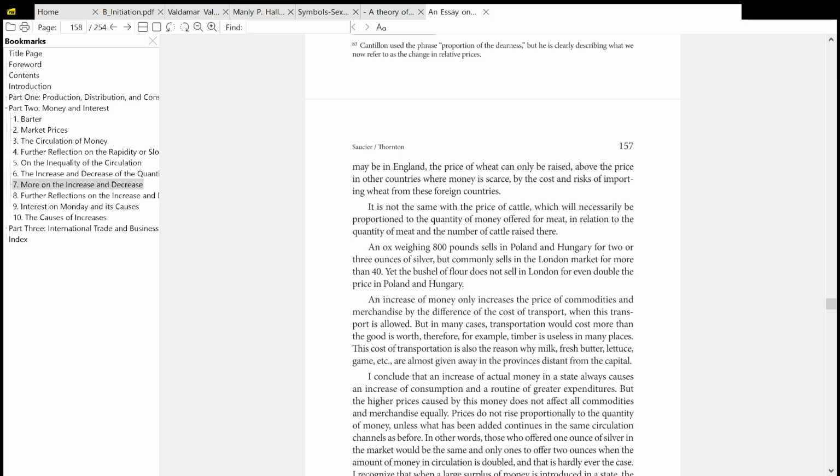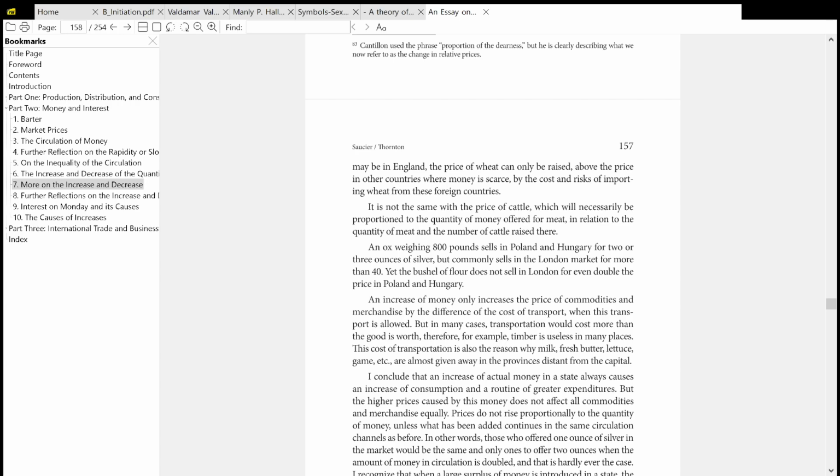An ox weighing 800 pounds sells in Poland or Hungary for 2 or 3 ounces of silver, but commonly sells in London for more than 40. Yet the bushel of flour does not sell in London for even double the price in Poland and Hungary. An increase of money only increases the price of commodities and merchandise by the difference of the cost of transportation, when this transport is allowed, but in many cases transportation would cost more than the good is worth. Therefore, for example, timber is used in many places. This cost of transportation is also the reason why milk and fresh butter, lettuce and game, etc., are almost given away in the provinces distant from the capital.